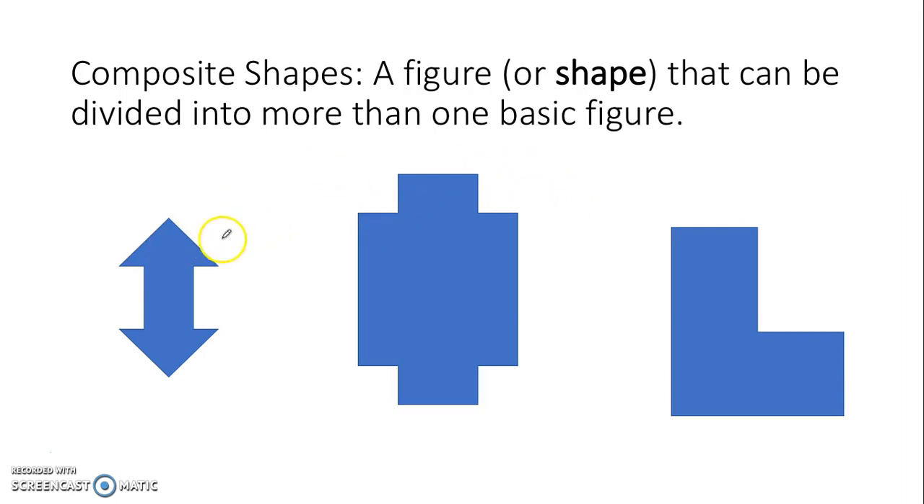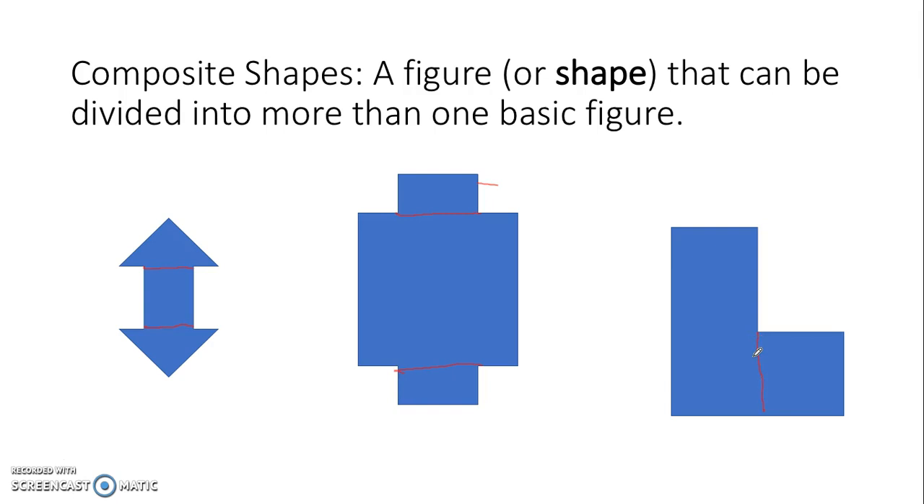All of these shapes are composite shapes. And what we mean by that is we can split up these shapes into more than one basic shape. So you see this arrow, we can split it up into two triangles and a rectangle. Let's take a look at this weird looking shape. We can draw lines or cut it up to make a square and two rectangles. And even block letters we can make into basic figures by drawing to make a square and a rectangle. So that's what I mean by we divide it up into basic figures.